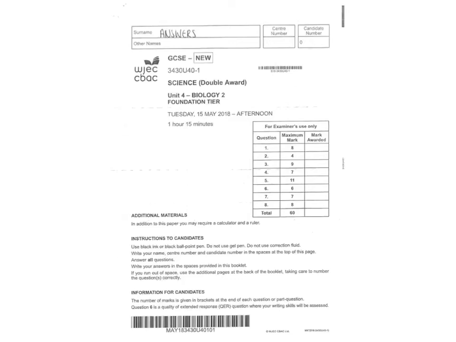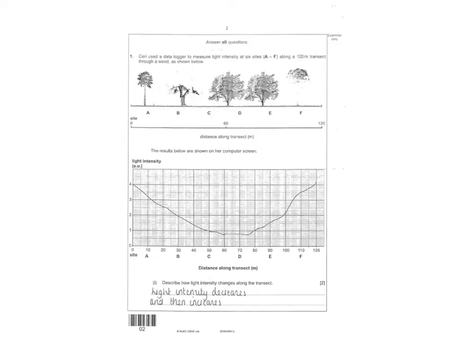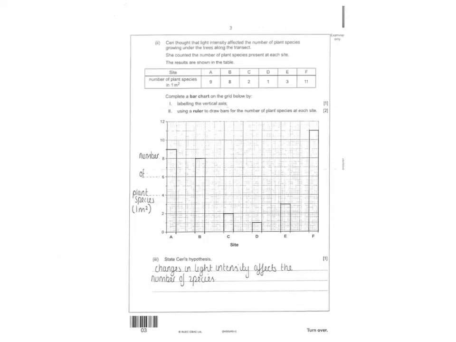So this is the answer for the Science Foundation Double Award 2018 paper. So the first question, Kerry used a data logger to measure light intensity at 6 sites along a 120 metre transect through a wood as shown below. Describe how light intensity changes along a transect. So if we're describing, we are saying what you see. And as I can see, the light intensity decreases and then it increases. And that's worth 2 marks.